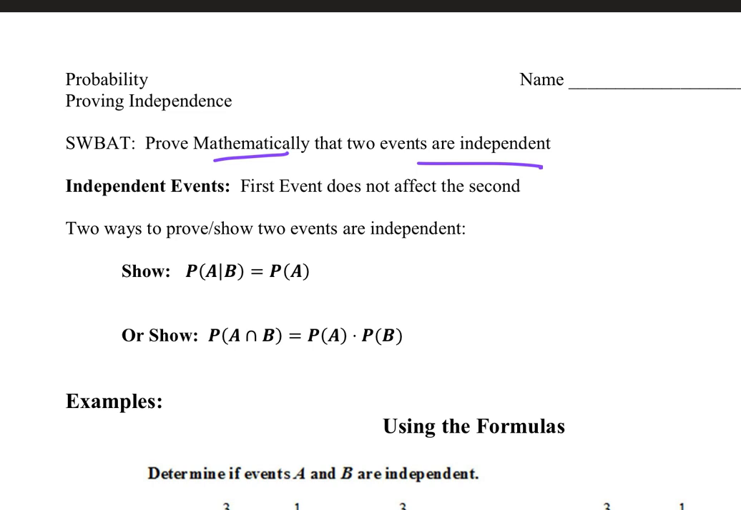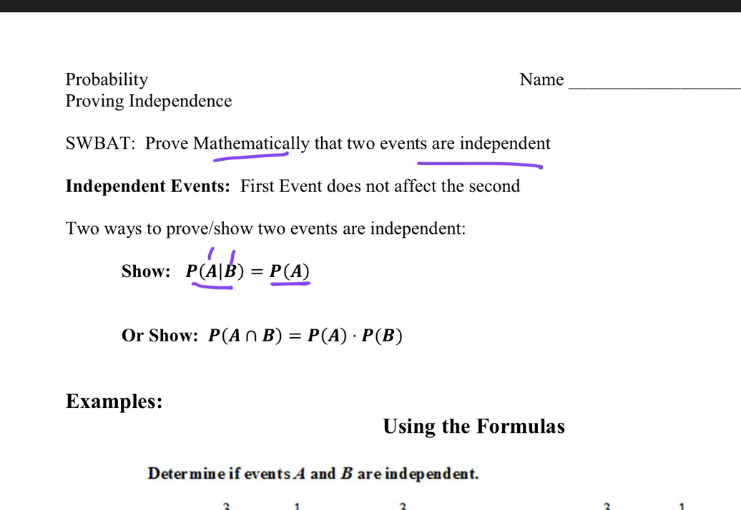There are two ways to prove two events are independent. The first way is to show that the conditional probability is equal to the original probability. So, for example, the probability that I am smart, given that I have blue eyes. This is smart, this is blue eyes. Is that equal to the probability that I am smart? If so, then they would be independent.